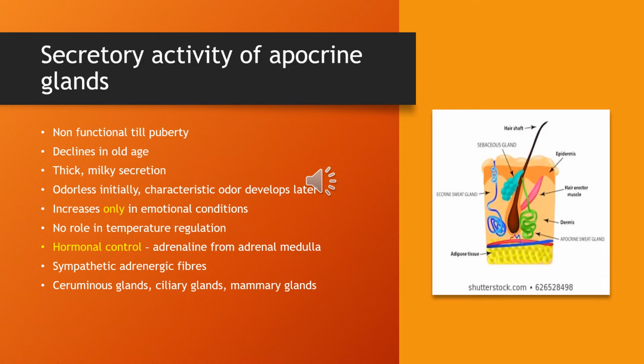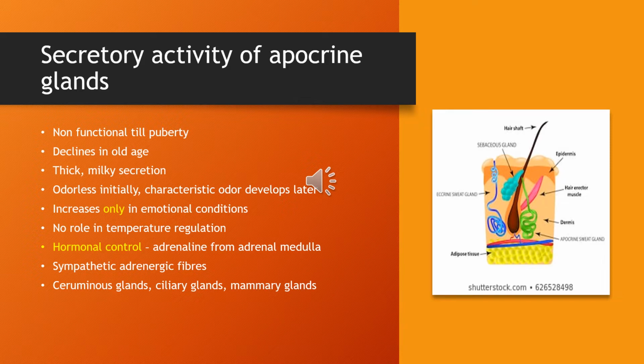Now, the secretory activity of apocrine glands. These apocrine glands are non-functional till puberty. That is, they start functioning only from the adolescence period, and its function declines gradually in old age. The secretion from these glands is thick and milky, which is odorless initially. And later, due to the development of microorganisms in this secretion, a characteristic odor develops in the region where these glands are present. So these apocrine glands impart the characteristic odor to the body.